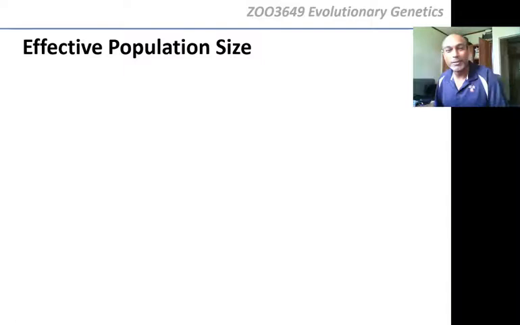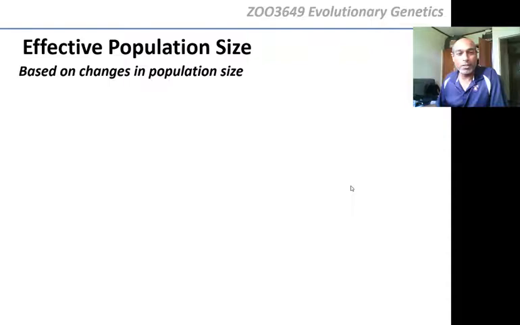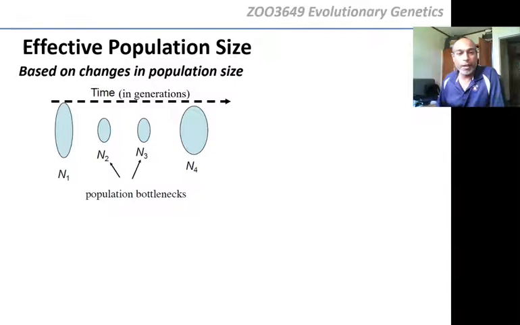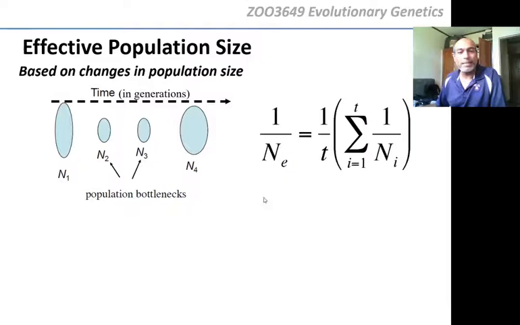Oh, there are other ways, based on population size change, to work out the effective population size. For example, if you see here, time is going here like this. So this is the past, this is the present. And so the population went through different sizes, okay? Because maybe they had a population bottleneck, they were reduced here in time two and time three, okay? But what you can do is take the harmonic mean.